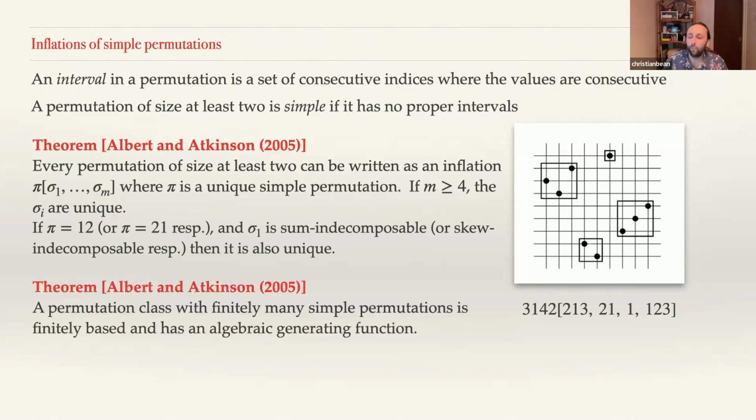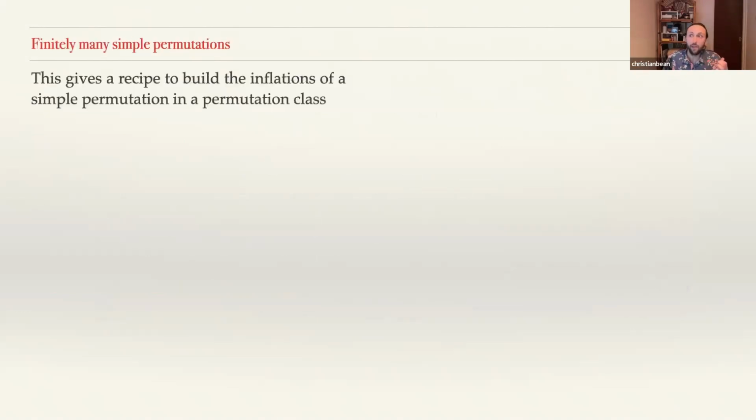Okay, why is that so good? Well, it turns out if you can give me a permutation class which contains finitely many simple permutations, then we know from Albert Atkinson that any finitely based permutation class with finitely many simple permutations has an algebraic generating function. So that fundamental theorem essentially gives us a recipe for building the inflations of a simple permutation in a permutation class. And now my TikZ picturing started to run out of steam.